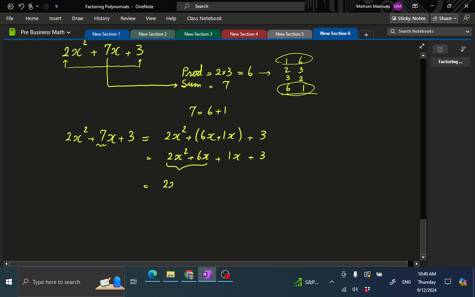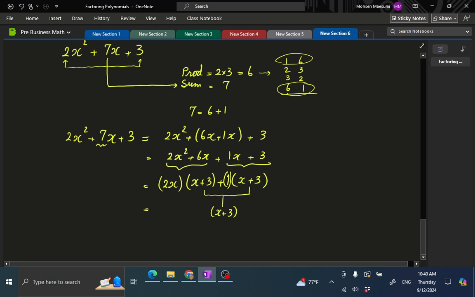So I can take 2x out of this. It will be 2x times x plus 3. These two, well, 1x is the same as x, so I just write x plus 3. 1 times x plus 3 is just x plus 3. So I'm indicating what is the factor in front of it. It's a 1. Now I say these two have a common factor, so I write x plus 3.